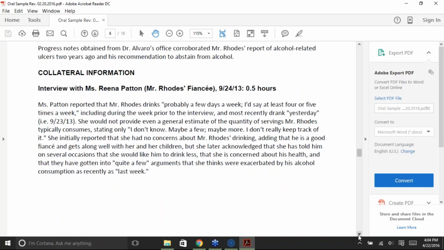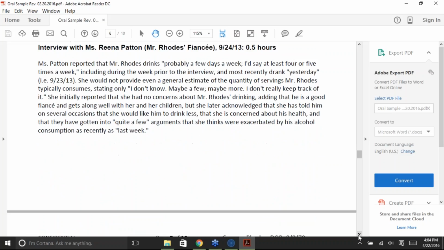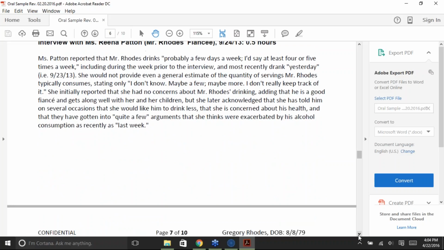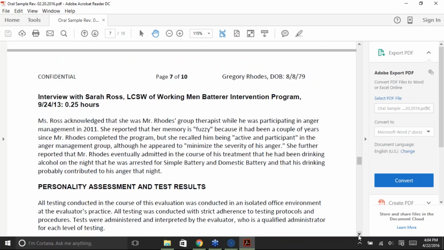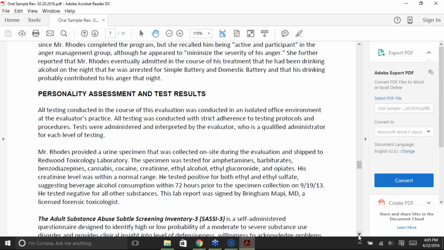The interview with his current fiancée, because she was able to tell me, actually he drinks a lot, but I think he gets along well with everybody in the household. And she at first was kind of minimizing his drinking just like he was. I talked to his previous therapist from the anger management, so she told me what she knew about his treatment, his response to treatment in the past. And then now we go into our personality assessment and test results.